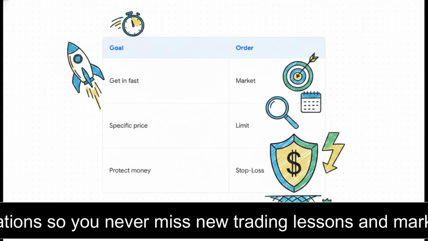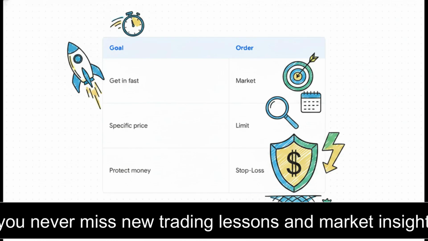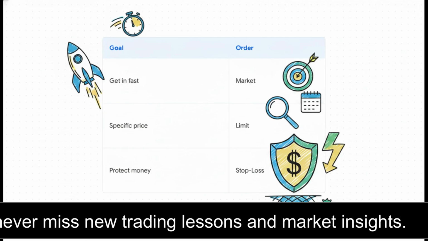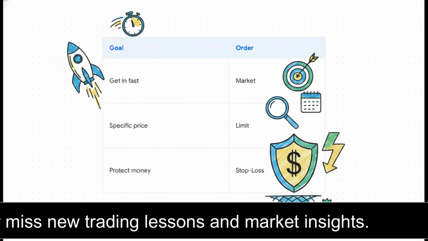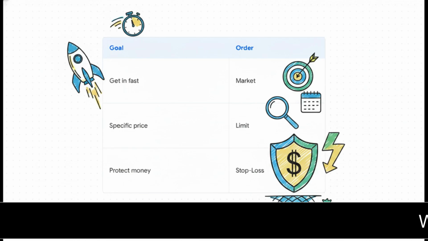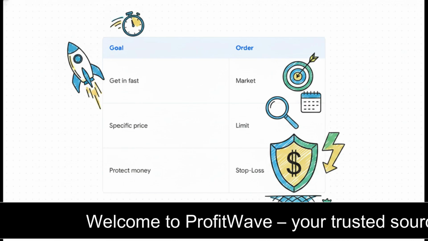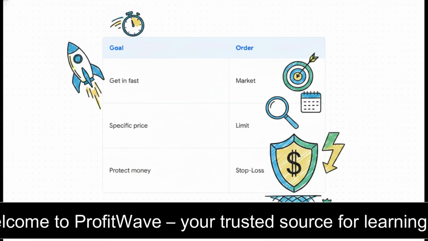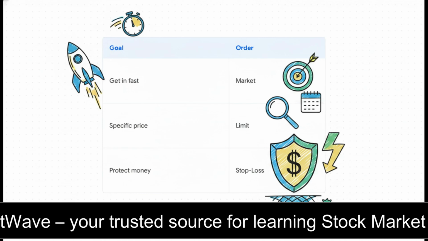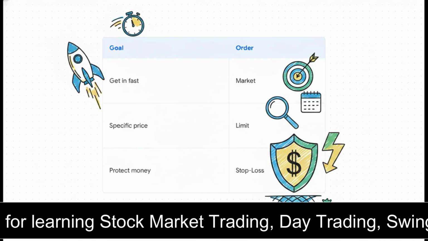Okay, let's bring it all together into a quick cheat sheet you can use right now. If your goal is to get in fast and you just want the stock immediately, use a market order. If your goal is to buy at a very specific, carefully calculated price and you're willing to wait for it, use a limit order. And if your goal is to protect your hard-earned money from a market crash, always use a stop loss. Really, if you take absolutely nothing else away from this explainer, please remember that the stop loss is your ultimate safety net.